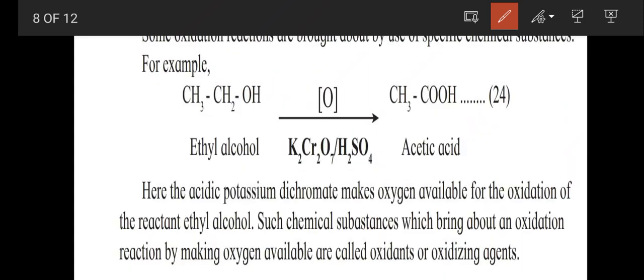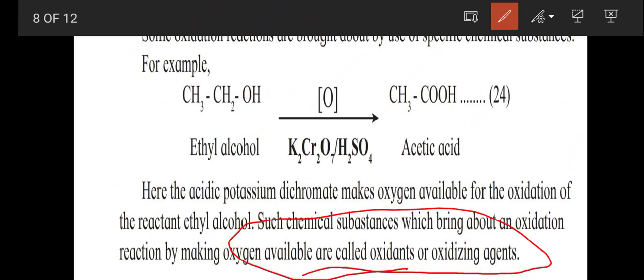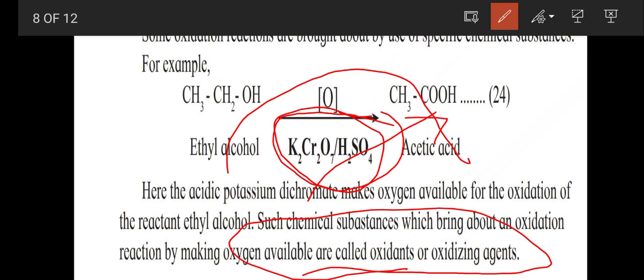And the substance which does the oxidation is called the oxidizing agent. For example, you may see that here the acidic potassium dichromate makes oxygen available for the oxidation of the reactant ethyl alcohol. Such a chemical substance which brings out the oxidation reaction by making oxygen available is called the oxidant. Here K2Cr2O7, potassium dichromate, and H2SO4 give CH3COOH. That means in their presence ethyl alcohol is converted into acetic acid. So these substances are known as the oxidizing agent.